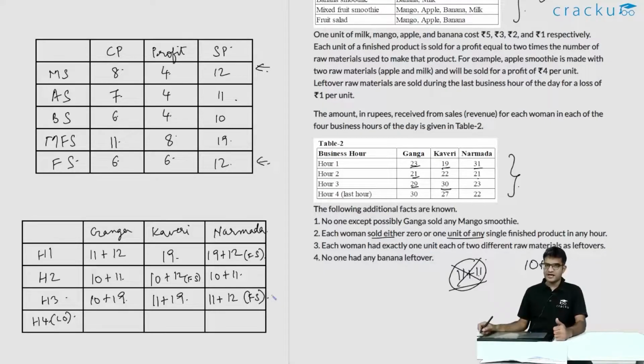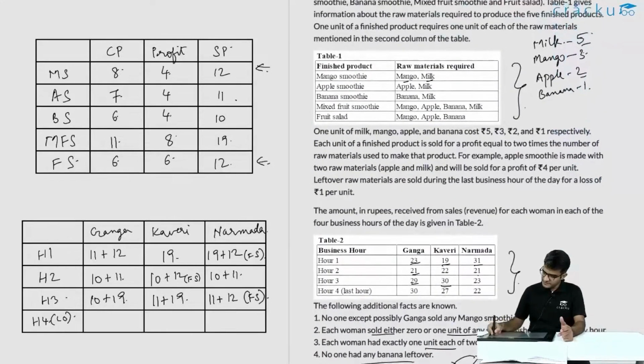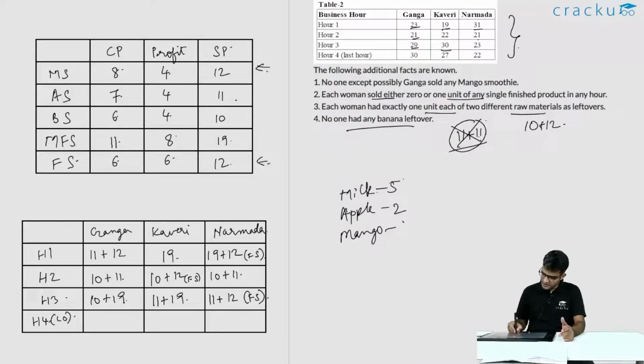Now let us come to the last hour. In the last hour, it is given that each woman had exactly 1 unit of 2 different raw materials, that is milk, mango and apple, because nobody has a banana left over. The cost price of milk is 5. The cost price of apple and mango can be calculated. It is given to us. The cost price of apple is 2 and mango is 3.